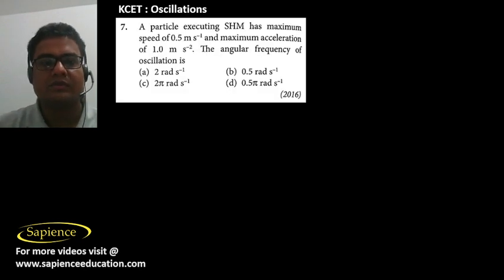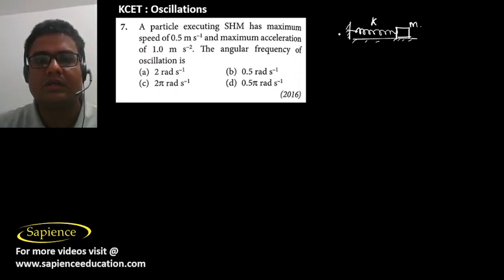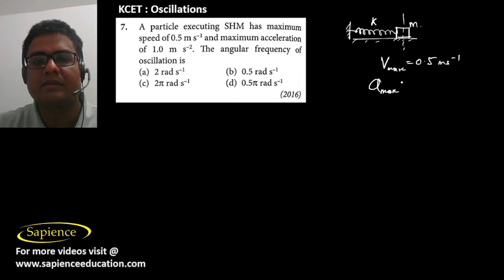In question number 7, it is told that a particle executing SHM has maximum speed of 0.5 meter per second. So let us assume it as a spring mass system. The block has mass m, and the spring has spring constant k, and the particle executing SHM has a maximum speed v max equal to 0.5 meter per second, and the maximum acceleration a max is 1 meter per second square. Then the angular frequency of the oscillation, that is omega, is being asked.